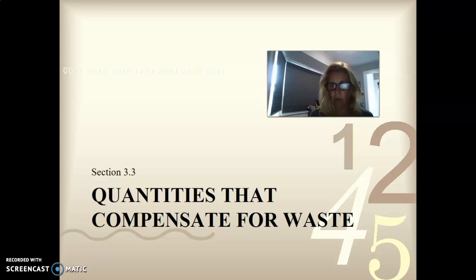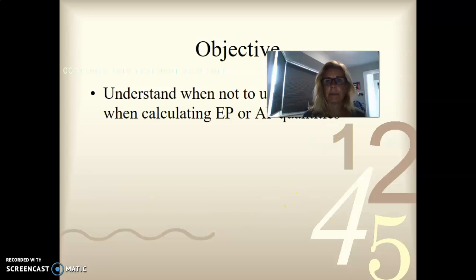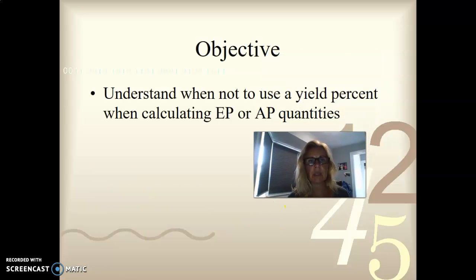So section 3.3, I want to really underscore how important this is, and I hope that in week 3 I've developed a little bit of trust in you that if I say something is important, it's not just because I want you to do busy or nonsense work, it's because I've seen it trip a lot of students up. So I really want you to take this one seriously, and we're going to talk about quantities that compensate for waste, and I'll tell you what I mean as we advance this slide a little bit.